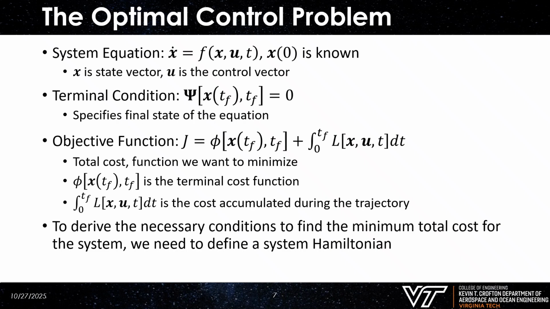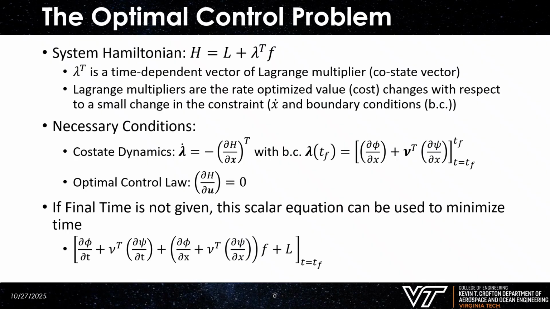To derive the necessary conditions to find the minimum total cost for your system, you want to define a system Hamiltonian. Our system Hamiltonian is H equals L, your Lagrangian or running cost, plus lambda transpose times f. So lambda is your time-dependent vector of Lagrange multipliers. This vector is sometimes called your costate vector or your adjoint vector. If you need a refresher, Lagrange multipliers are the rate at which an optimized value, in this case cost, changes with respect to a small change in the constraint, which is x dot and our boundary conditions.